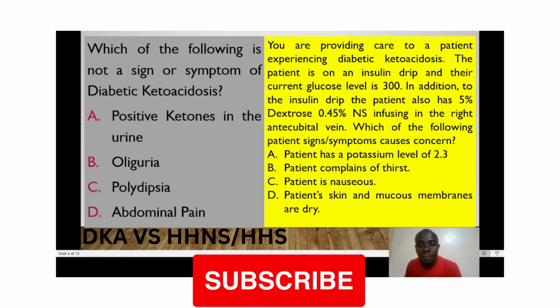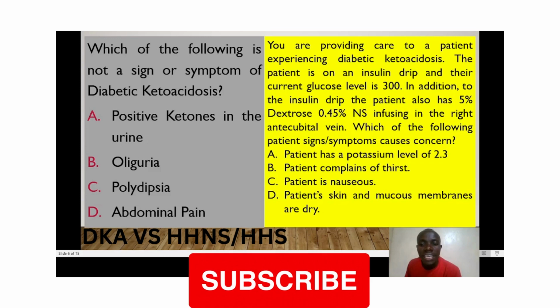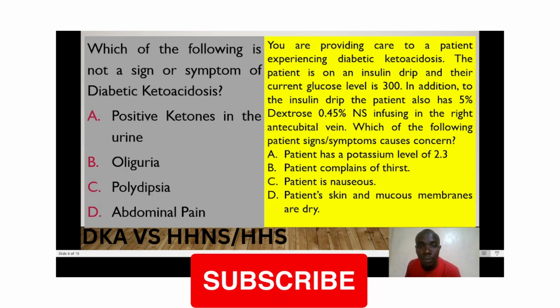Look at this one now. Which one of the following is not a sign or a symptom of DKA? DKA, ketones in the body. Positive ketones in the body. That is the defining feature of this one. What about abdominal pain? Yes, abdominal pain is there. Polydipsia, yes. Oliguria is the sign that should not be here.